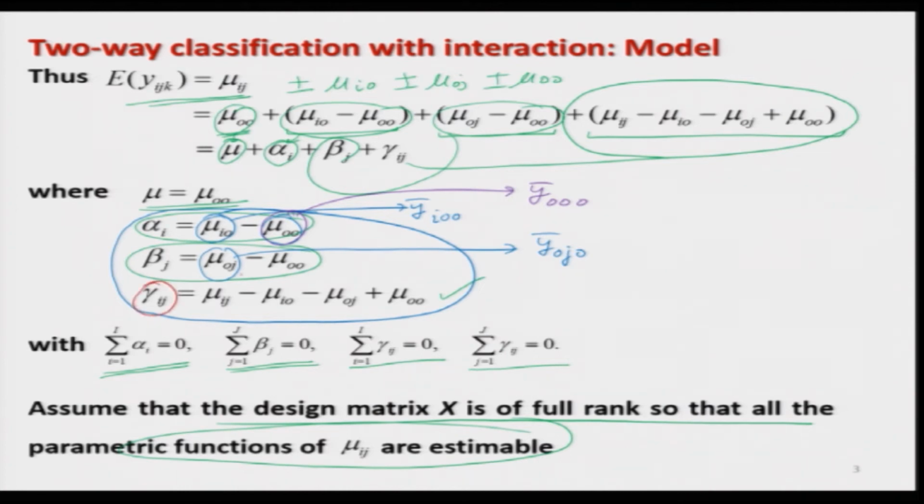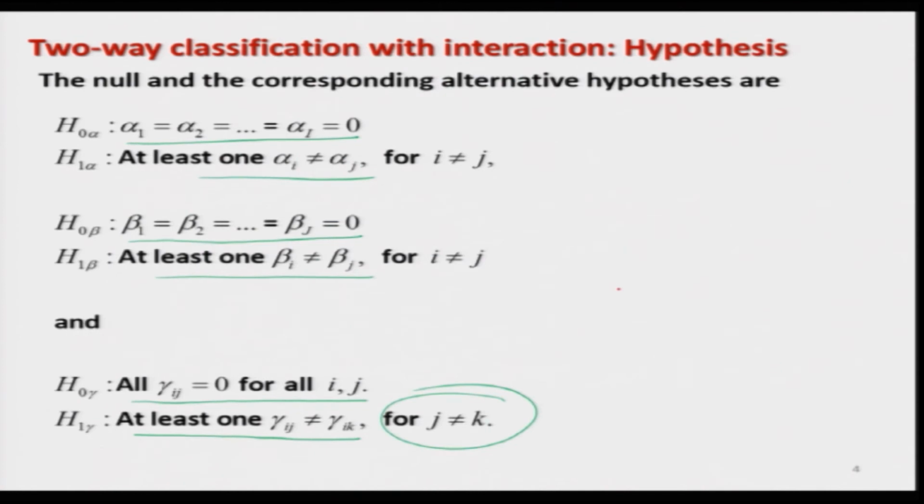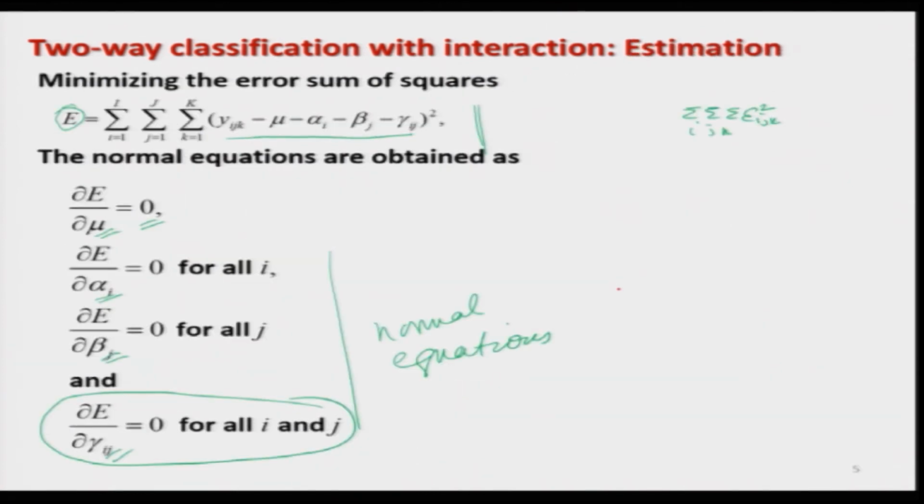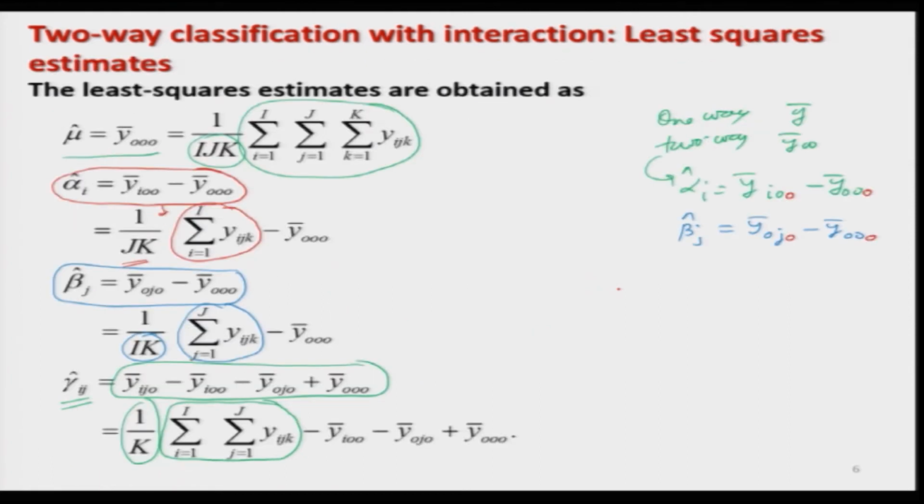The same thing is done here also. In gamma I j, we write mu I j replaced by y bar I j naught, mu I naught is replaced by y bar I double naught, mu naught j is replaced by y bar naught j naught, and mu double naught is replaced by y bar triple naught. This is actually a great help in the algebra when we develop the analysis of variance test. Once we have understood the basic fundamentals, it is not that difficult to conduct the analysis and write down the estimates of the different parameters.